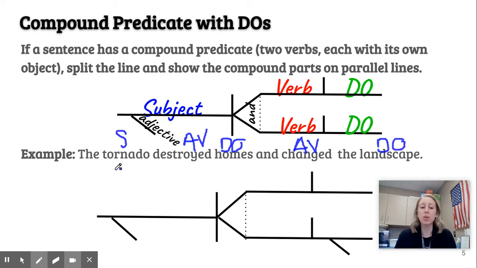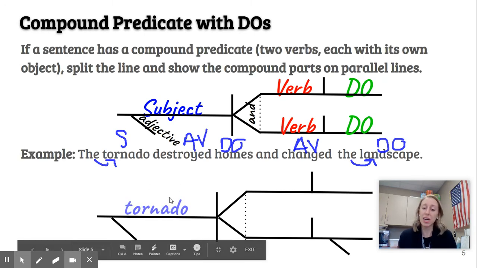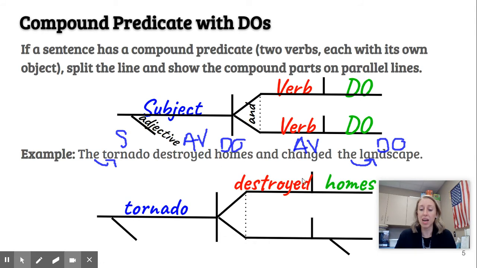So we label, and then we just have to draw our arrows for the thes, which we have one there, and then we also have one over here for landscape. Okay, once we've labeled, then we can plug it in. Again, pretty easy, right? So what comes first is always the subject. Then we have to make sure whatever verb comes first in the sentence, we split the main line and we put that verb on top. So we're going to put destroyed up here, and it's followed by its direct object homes.